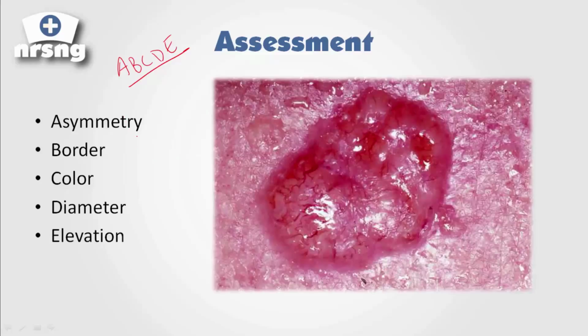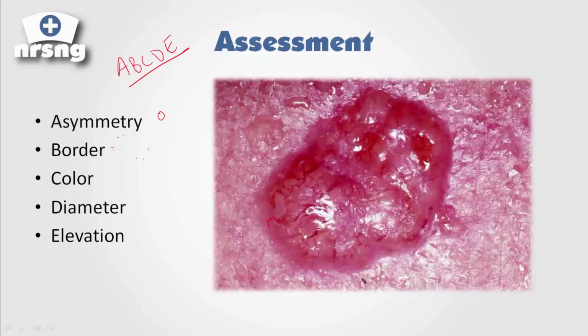For A, we're talking about asymmetry. The site should be asymmetrical versus a mole or a freckle that's going to be much more symmetrical. Border, it should be an extending border, okay? The color should be abnormal. It shouldn't look like a mole or anything like that. Diameter, it's going to be much larger than a mole. And then elevation, like this here, you can see this is elevated. Okay, so those are the A, B, C, D's, and E's of skin cancer.